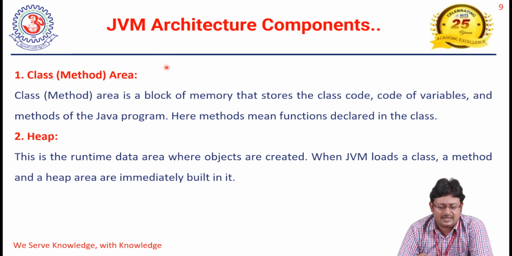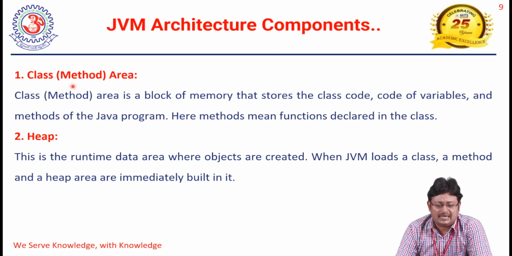So this class method area always stores the exact definition, or the places for the class methods. Okay, for example, if a class contains 2 or 3 methods, first of all, they require some space to execute, right? So this class area is a memory space which provides the storage for the class code.